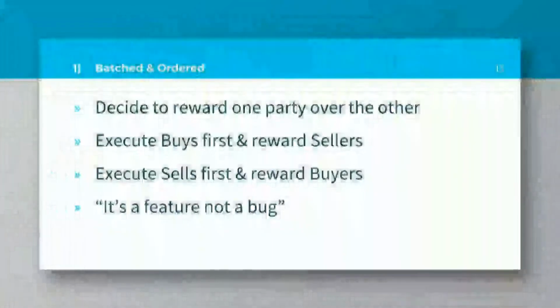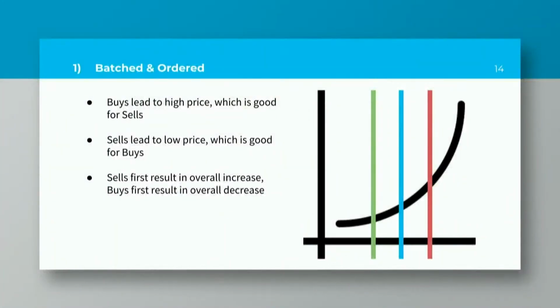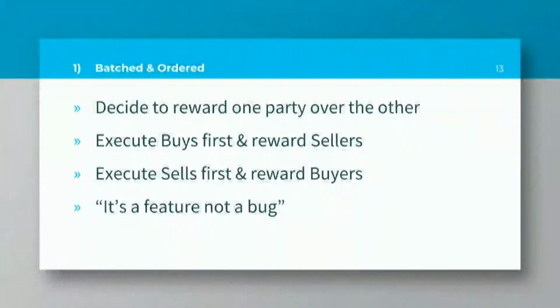The first method, batch and ordered, is the simplest one. It's where you would take all of the buy orders and then all the sell orders. You group them together, so it's basically one big buy transaction and one big sell transaction. You keep track of how much people put into each of theirs, but then you execute all of them at once and then all of the other ones at once. The problem with this is that it really favors one party over the other. Say you were the buyers, and yours were executed first.